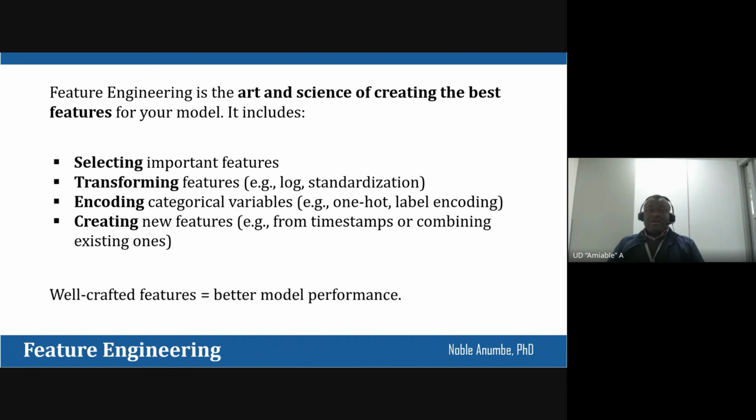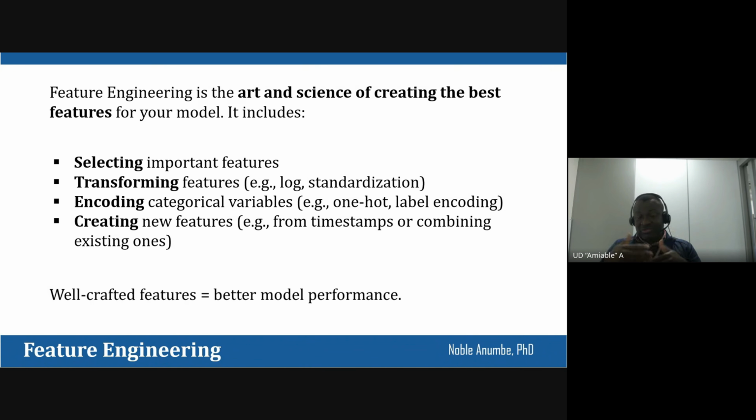And I talked about how feature engineering is the art and science of creating the best features for your model. Like I mentioned, given the house we are talking about in predicting the prices of houses, there are certain features that might not really affect the price of a house. We need to figure out what can affect the price of a house and what cannot, and just focus on the things that can actually affect the price. And there's a method to that madness, the way it's done.